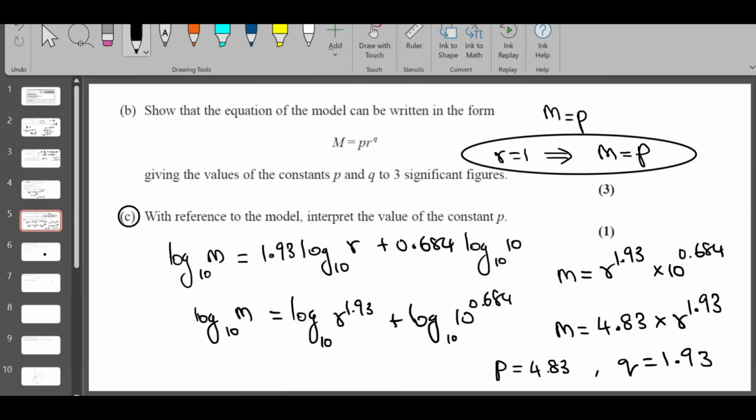So you cannot just write when r is equal to 1, m is equal to p. You will lose marks. You need to write P is basically the mass of a tree with radius 1 centimeter. So you need to write P is the mass of a tree with radius 1 centimeter.